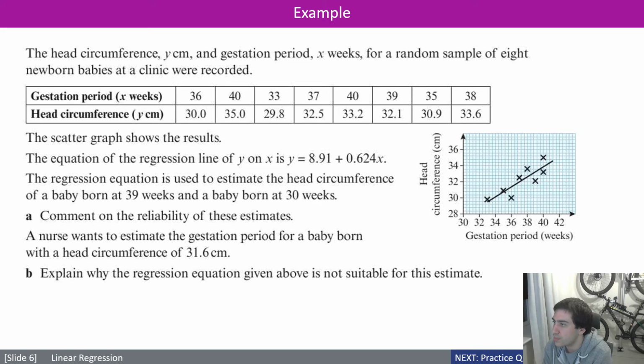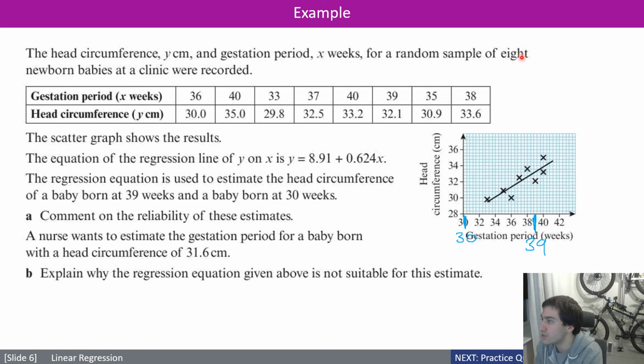So 30 weeks is over here. Okay, that's my 30. And 39 weeks is over here. Okay. Now this is kind of a bit of common sense, but I suppose you could mathematically justify this better, but we're just going to go with a common sense sort of argument. If I have a set of data here, then it seems acceptable to predict something that's within the range of data that I already have.